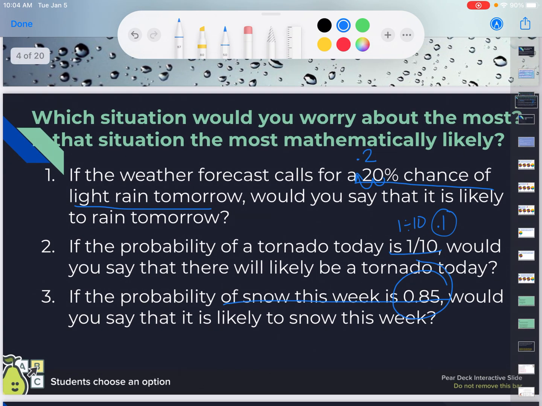So which one's most mathematically likely? Situation 3, there's an 85% chance that it's going to snow. When they say worry about, they don't mean I'm nervous. It means which one would I need to prepare for?